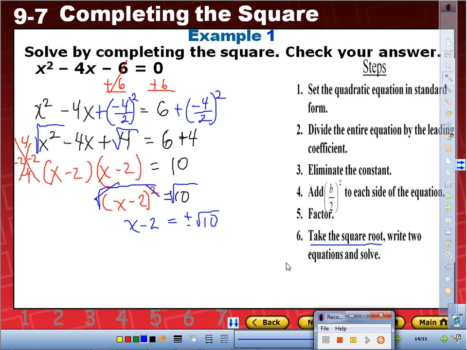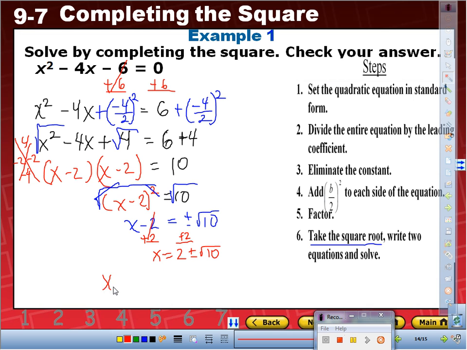So, it says here, write 2 equations and solve. But what I'm going to do is just solve for x from right here, and then at the end I just write my 2 equations. Check this out. So, add 2, we're left with x equals 2 plus minus square root of 10. Did you see what I did? Yeah. So now at this point I have 2 equations. You guys see that? Yeah.